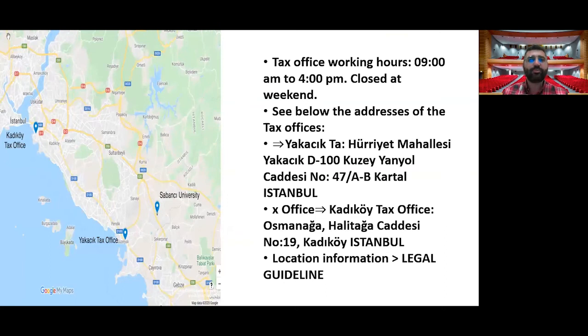We already put the tax number locations and addresses in the legal guidelines, so don't worry. You will see all the information about location, about how to go. You will see all the details in the legal guideline. On the Anatolian side, there are 2 different tax offices. One is in the Kadıköy district, one is in the Kartal district. If you are staying in the Kadıköy district, you can just visit the tax office and get your tax number in person.